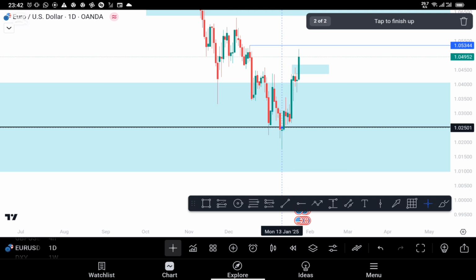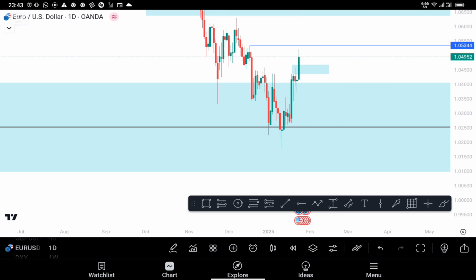So dollar is going down, at the same time EURUSD is going up. So as dollar continues to drop, we want to see this one rising, because they're inversely proportional.